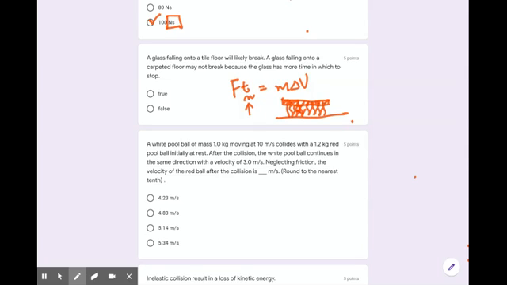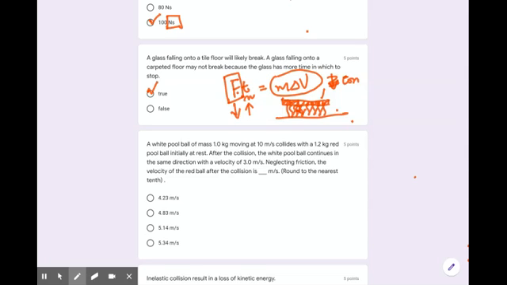So that will increase the survivalness of the glass. So it's the time that matters. The force doesn't change because how far it goes down is the same thing. Since the time increases, the momentum change is the same, momentum is conserved. Since the time increases, the force decreases. So the force of the glass hitting on the floor will decrease, and then it will not likely be broken. Anyways, the answer is true.